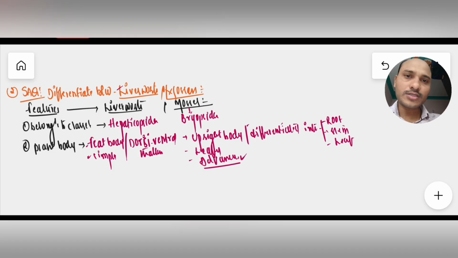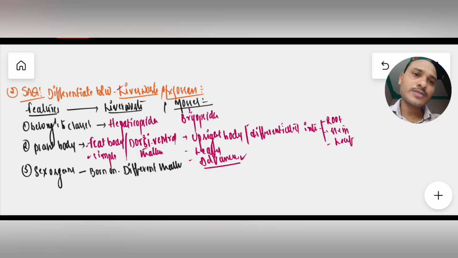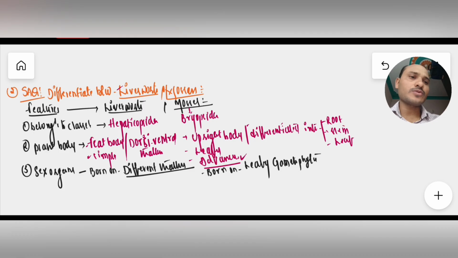Okay. Sex organs. Here the sex organs in liverworts are born on different thalli. So male and female sex organs are developed on different thalli. Male: Marchantia, female: Marchantia. But in mosses, the sex organs are born on the leafy gametophyte plant body.